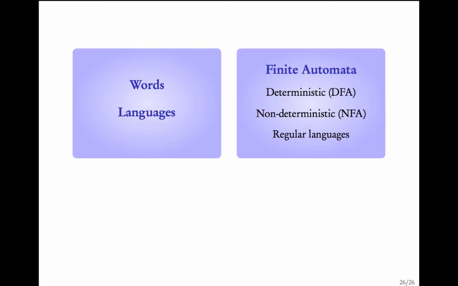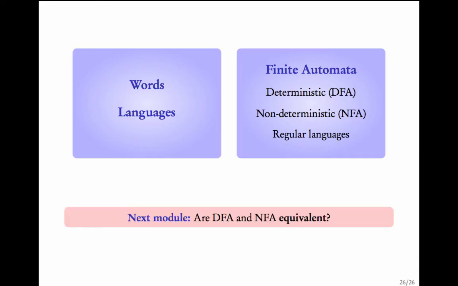We have also seen that there are languages for which you cannot construct automata, and such languages are called non-regular languages. So the languages for which you can construct automata are regular languages. This is just a definition. In the next module, we will see the link between determinism and non-determinism. Are they equivalent? We will make the notion of equivalence more precise in the next module.